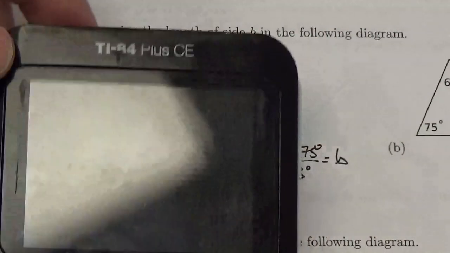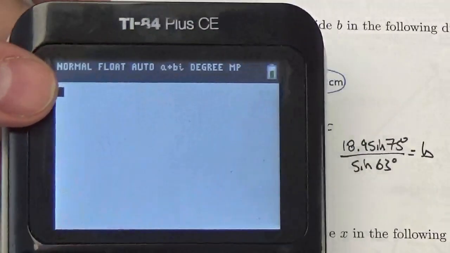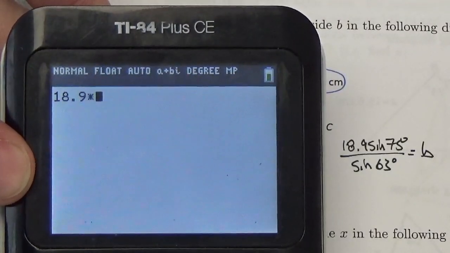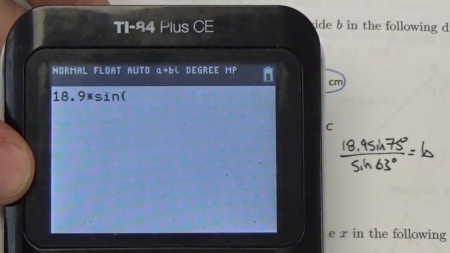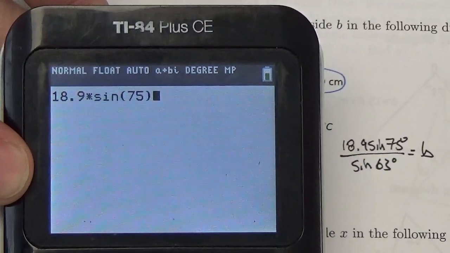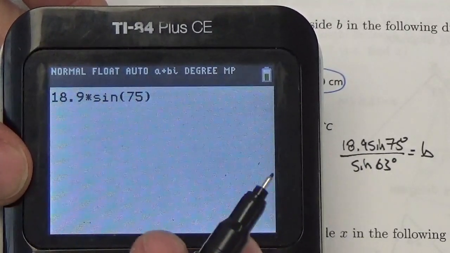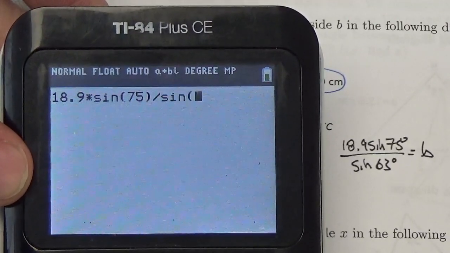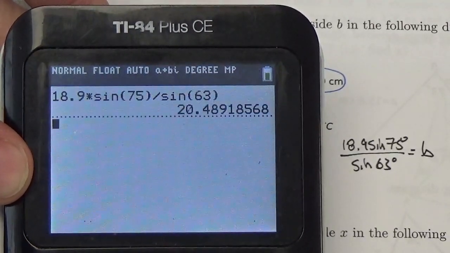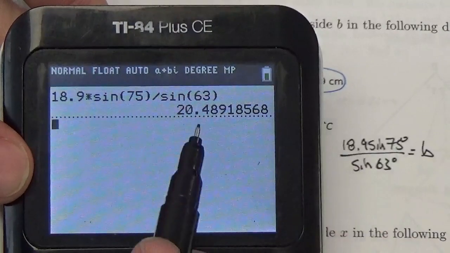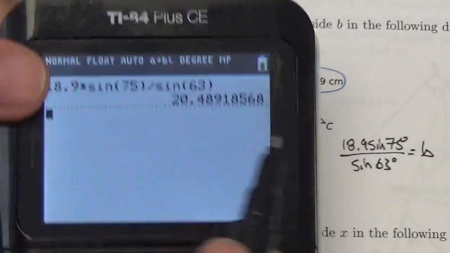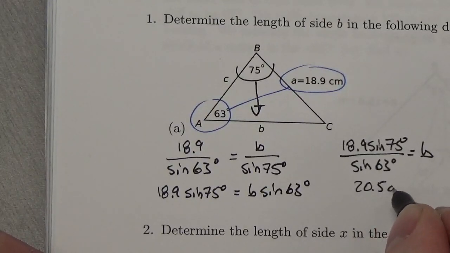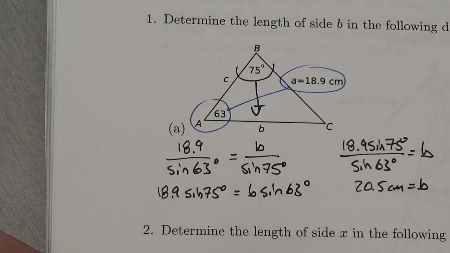Now I can go to my calculator and let's figure that out. So 18.9 multiplied by the sine of 75 degrees, and I want to make sure that I close the parentheses there, or else the calculator will think I'm doing something different. And then I'm going to divide by the sine of 63. And my answer, and I'll round this to the nearest tenth, is 20.5. Okay, so 20.5 centimeters is equal to b.